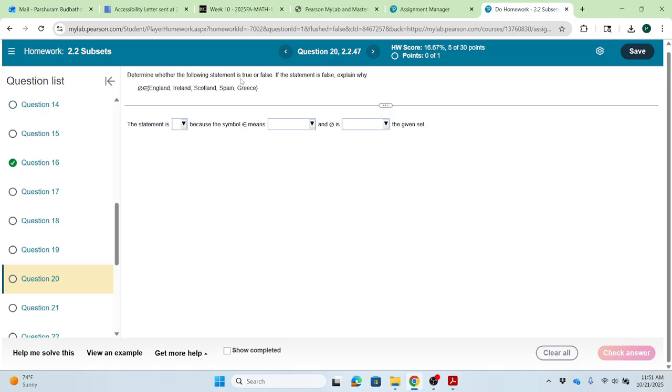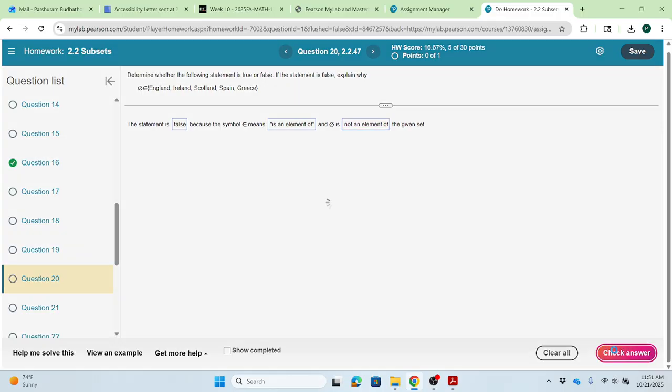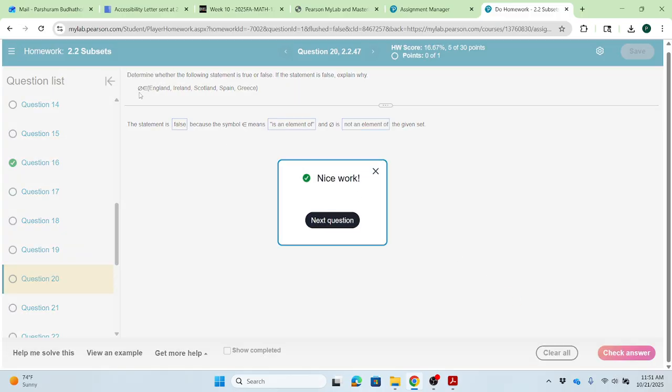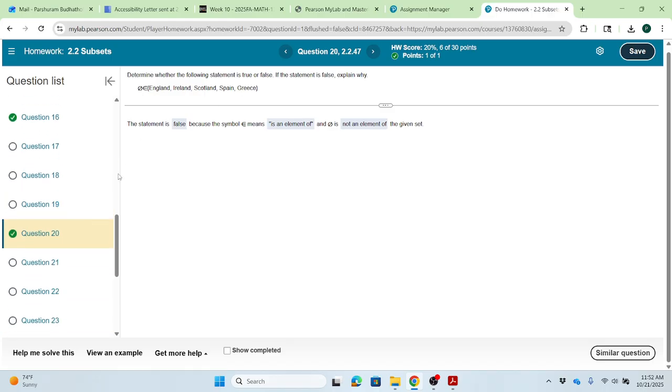Determine whether the following statement is true. Empty set belongs to, is this one of the elements here? The statement is false because the symbol means is an element of, and this is not an element of the set. This is just the notation for the set itself, the empty set. They are saying that the empty set is a part of this set, but that's not the case. That's the notation for the set, and these are the elements.